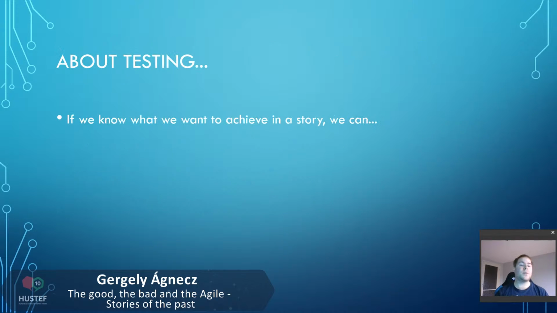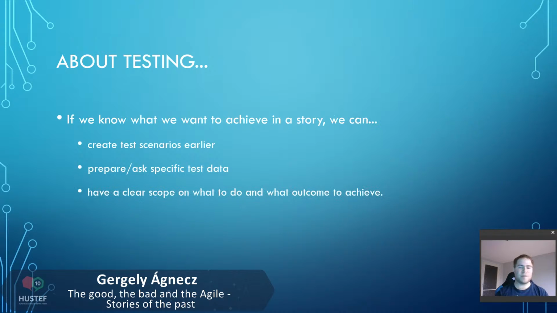From the testing side, if we know what we want to achieve in a story, we can create test scenarios earlier, prepare or ask for specific test data from the contacts we have in the user story, and of course have a clear scope on what to do and what outcome to achieve.